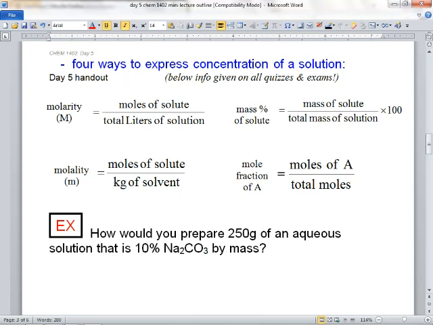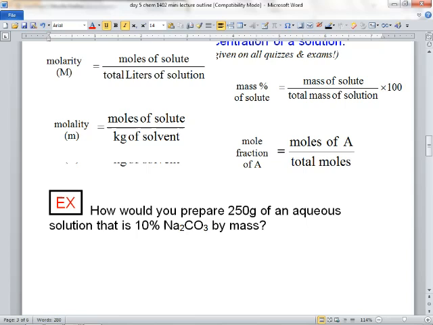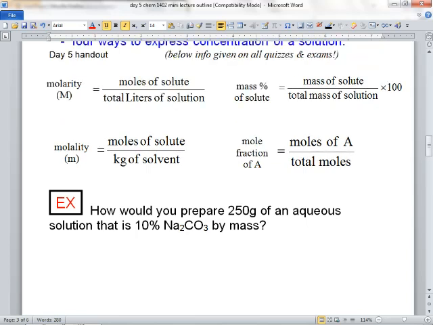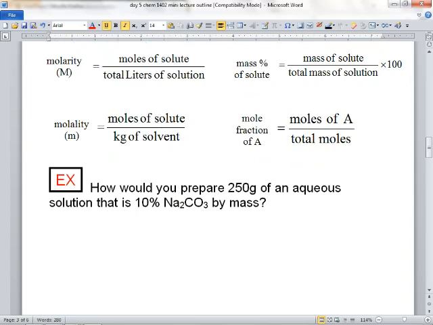Okay? So those equations are given on all quizzes and exams. How would you prepare? Okay. I'm starting out with, I think, the most complicated question. How would you prepare? You can't just give an answer of 10 grams. Right? You have to describe how you would prepare it.